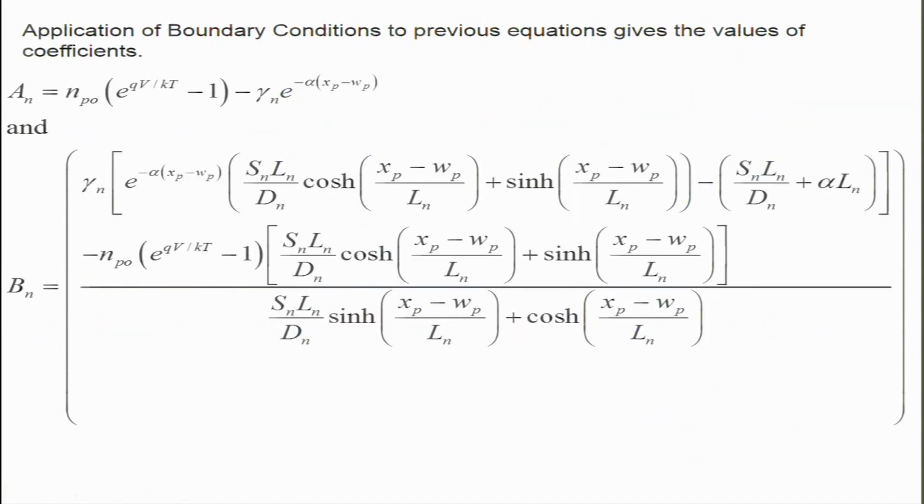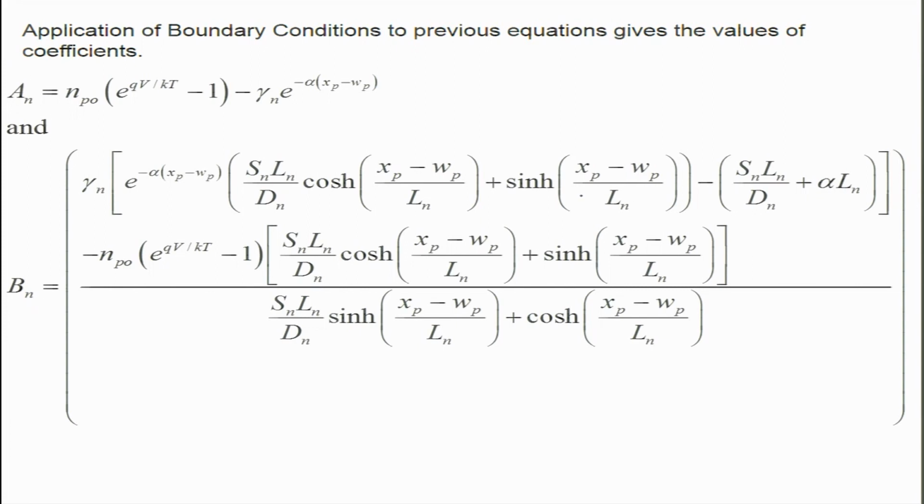When you apply boundary conditions to these equations to find the value of the coefficients, we have this value for An, which is for the electrons: An is Np0 into (exponential of qV by kT minus 1) minus gamma N exponential of minus alpha (xp minus Wp). Similarly, you have a term for Bn.